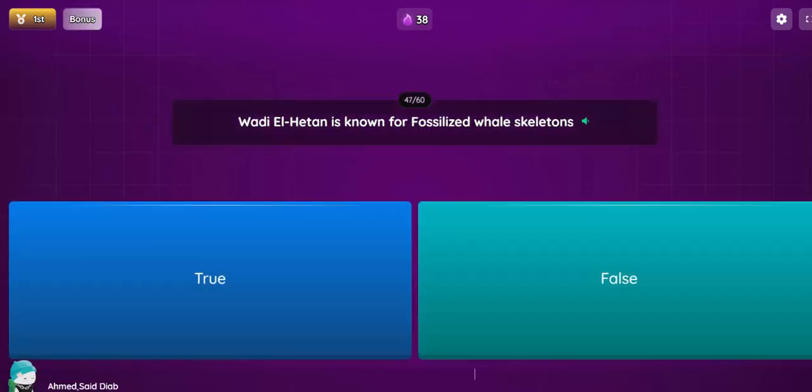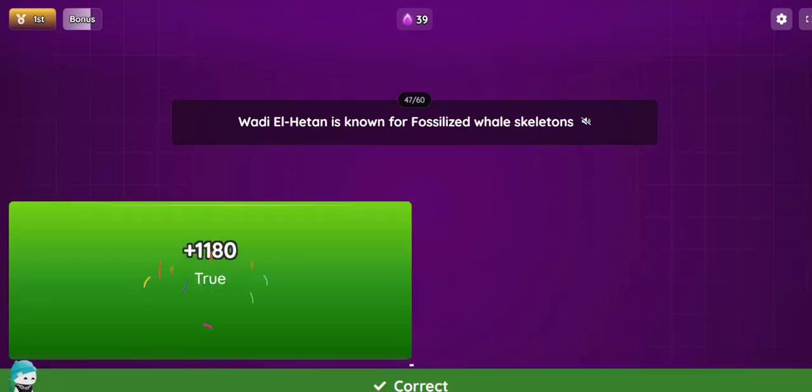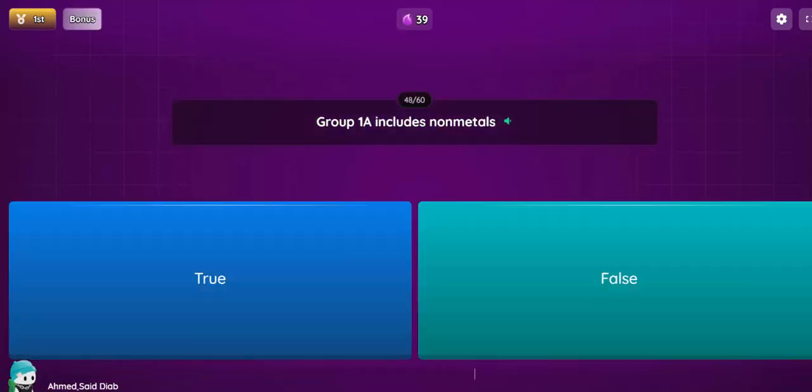Question: Wadi El Hitan is known for fossilized whale skeletons. Option 1: true. Option 2: false. Question: Group 1A includes nonmetals. Option 1: true. Option 2: false.